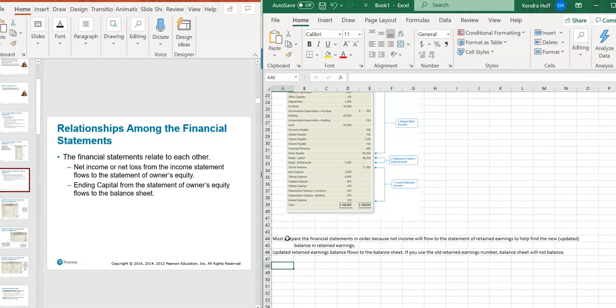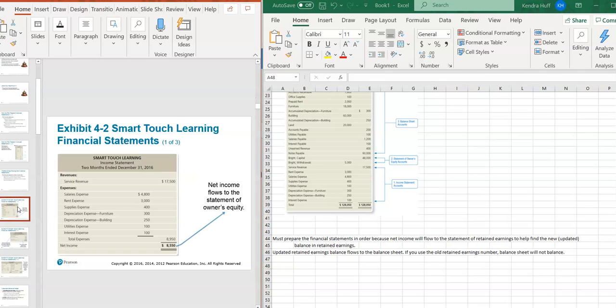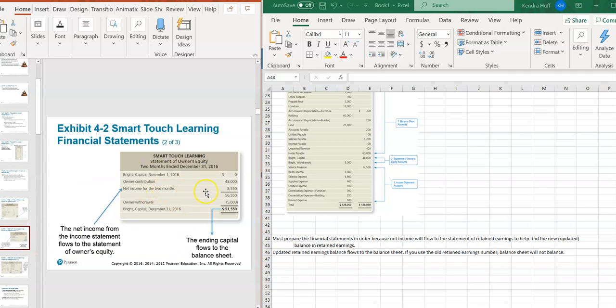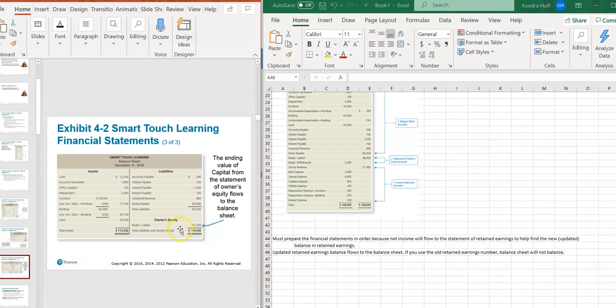So everything needs to be done in order. You do the income statement first and get net income, and then that net income flows over here to the equity to update equity. Then that updated equity number, this 51,550, shows up on the balance sheet and makes it all work out.